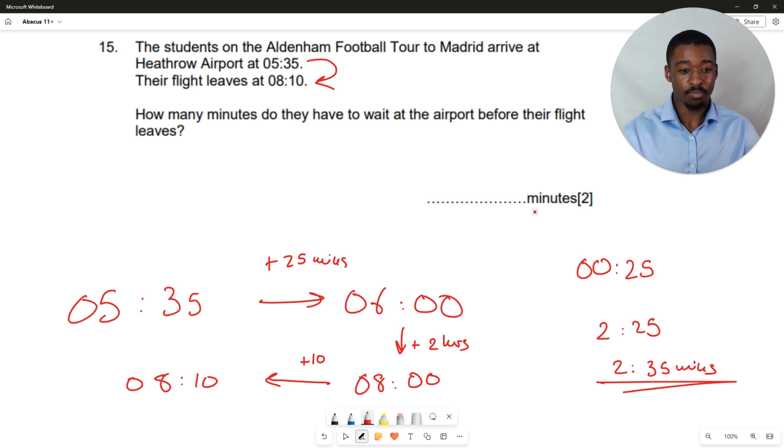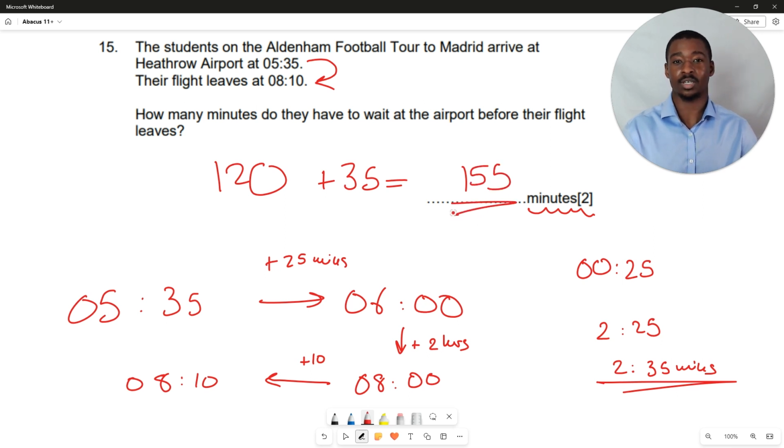So that's our answer, but then we're told to put everything in minutes. So 2 hours is obviously going to be 120 minutes because there's 60 minutes in 1 hour. So 120 plus the 35 gives us 155 minutes, and that's our answer.